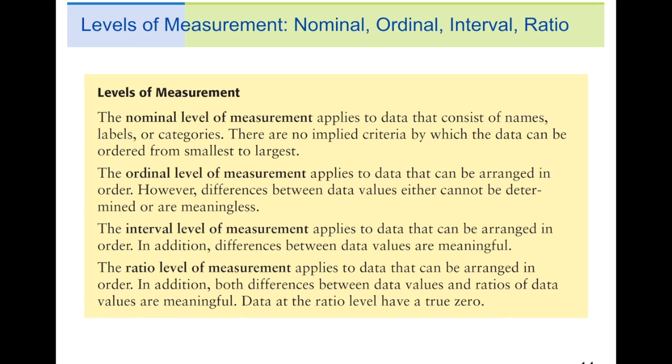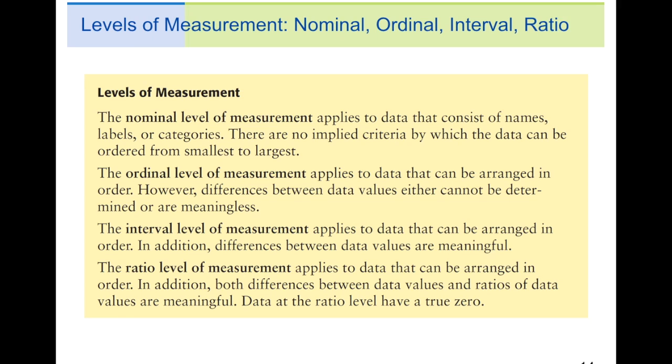Ordinal level of measurement is things that can be ordered, however, looking at the difference between 2 of them doesn't make any sense. So if you have a rating system of 1 to 5, you have an ordering. However, taking the difference between someone who got a 2 and someone who got a 4, it's just a rating system, so you can't really show difference there.